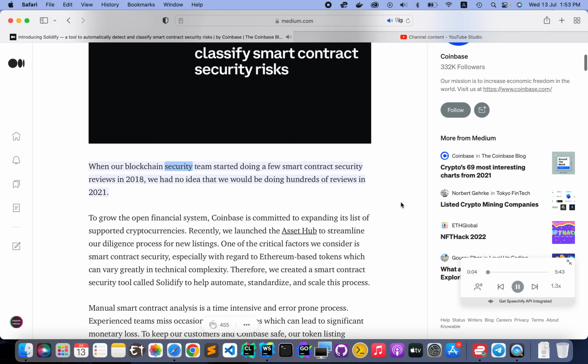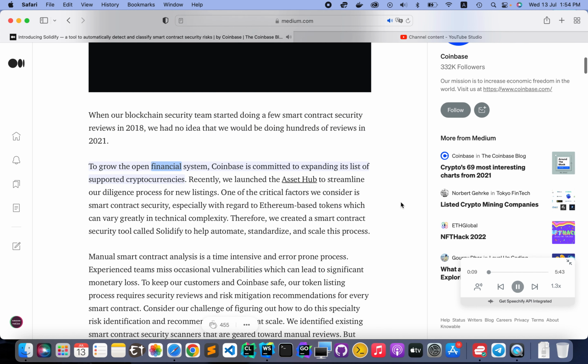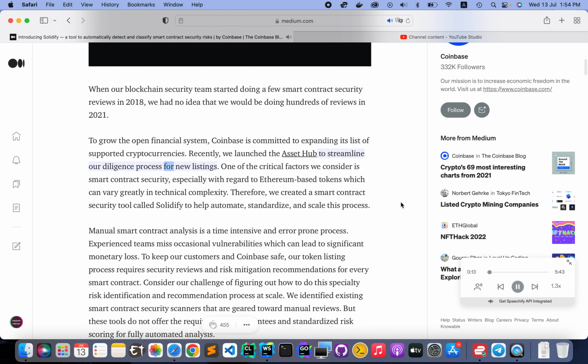When our blockchain security team started doing a few smart contract security reviews in 2018, we had no idea that we would be doing hundreds of reviews in 2021. To grow the open financial system, Coinbase is committed to expanding its list of supported cryptocurrencies. Recently, we launched the Asset Hub to streamline our diligence process for new listings.